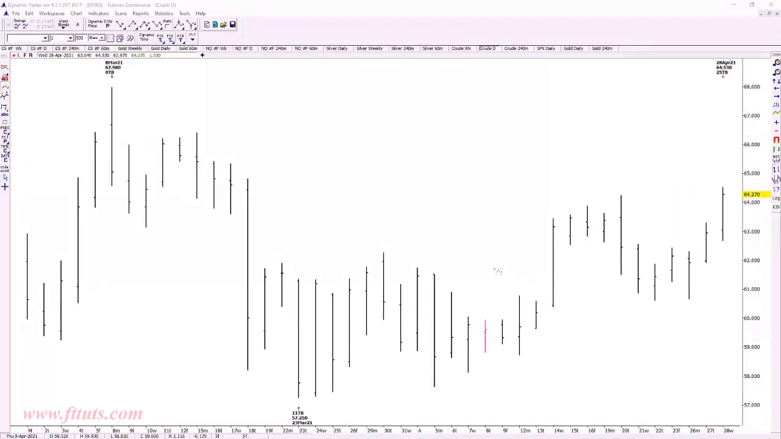Let's take a look at one more situation with data right up through, in this case, through yesterday. This is crude. It's daily data, and it's beginning from the March 8th high right up through yesterday.